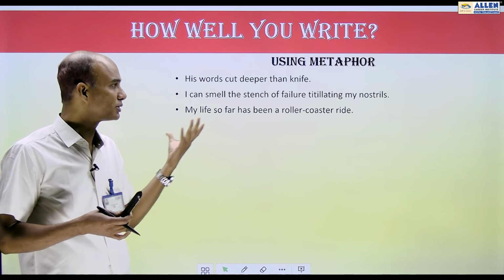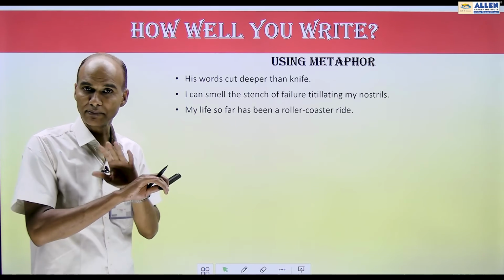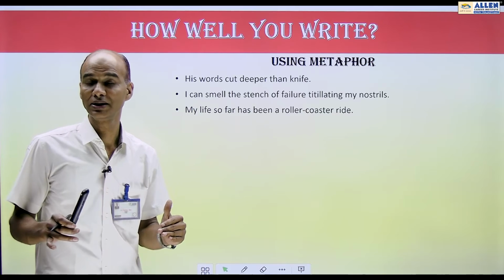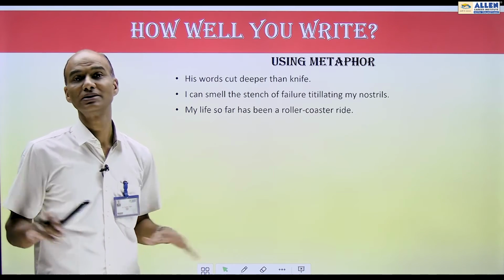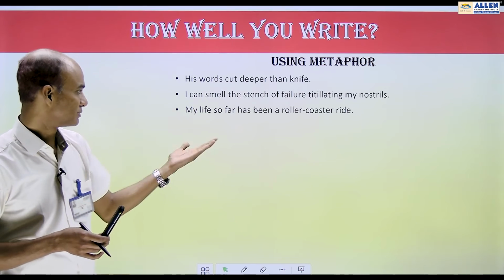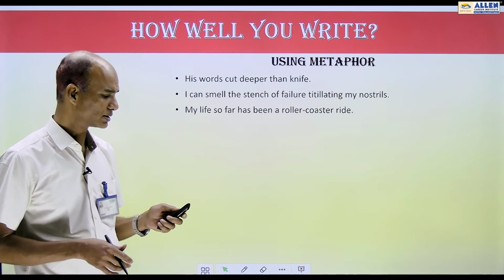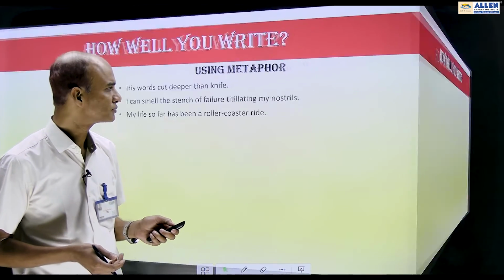So if you put these comparisons in your writing, they make it really a good work and they attract the attention of the examiner. The examiner will definitely be fascinated by your work. Similarly, my life so far has been a roller coaster ride. So it's quite a usual one that is used by all.